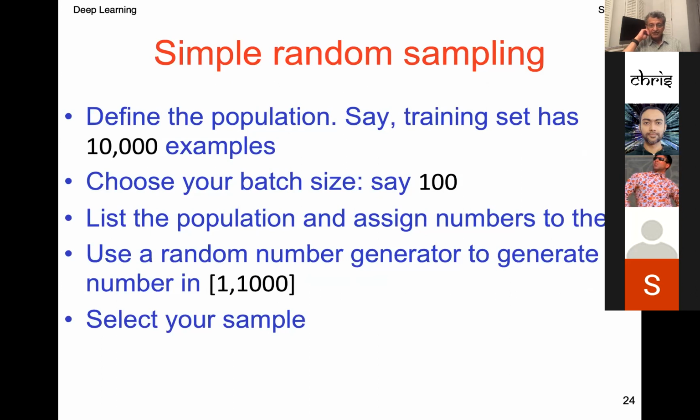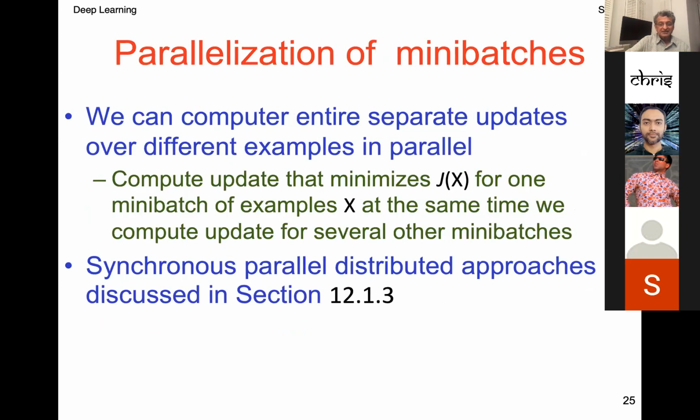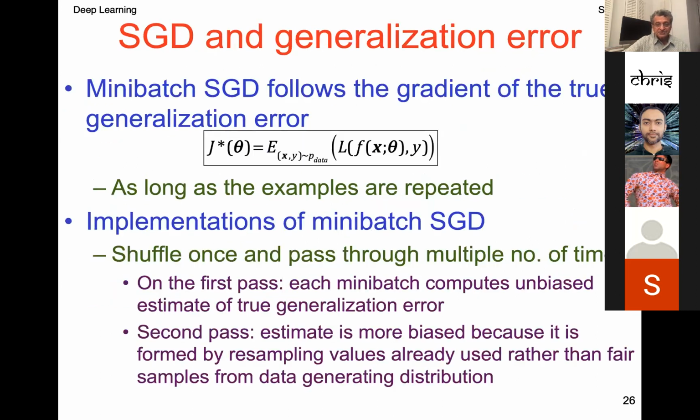All right. So you want to choose 100 from 10,000, and it is saying use a random number generator to get a number between 1 to 1,000 and select your sample by appropriately assigning numbers to them. Okay, so it seems like an obvious thing. Parallelization of mini batches, okay, that's another issue. And SGD and generalization error.